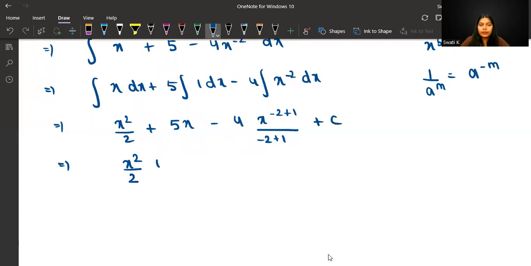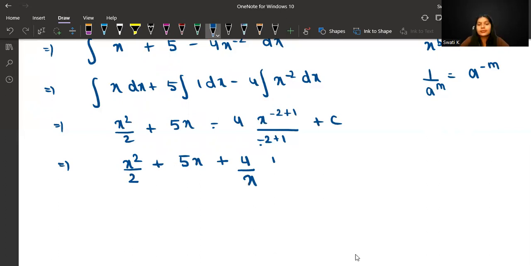Now we can just write down the simplified form here, and that is x square upon 2 plus 5x, and then this will become minus 2 plus 1 is minus 1, right? So it is minus into minus is plus. So plus 4. X raised to minus 2 plus 1 is x raised to minus 1, which is same as 1 upon x, plus c. This is the answer.